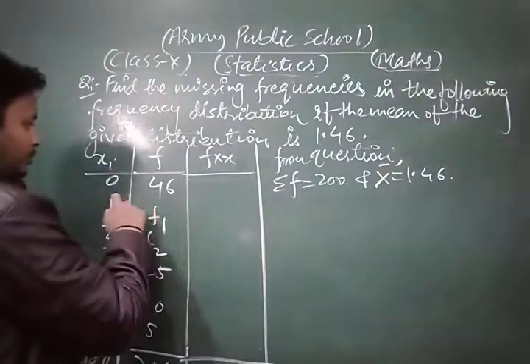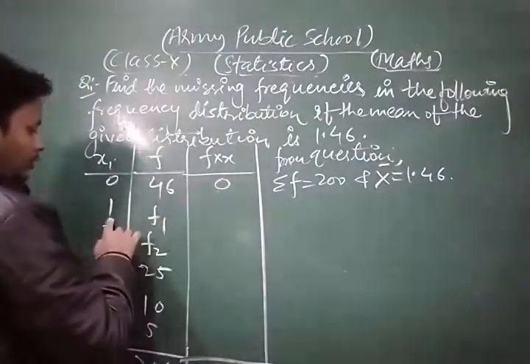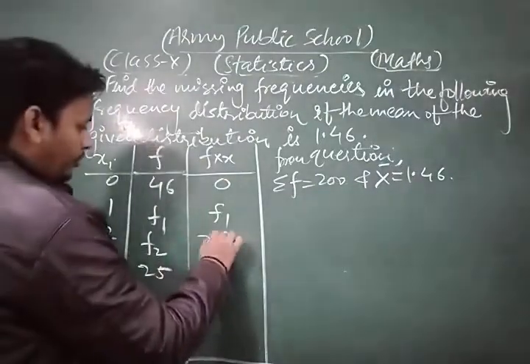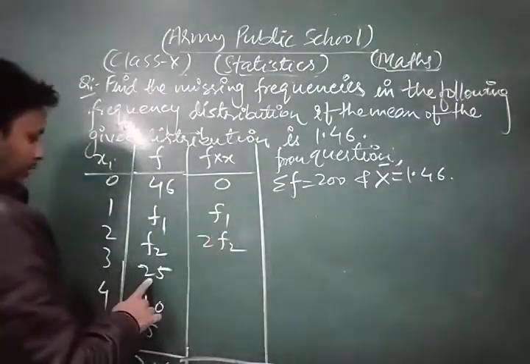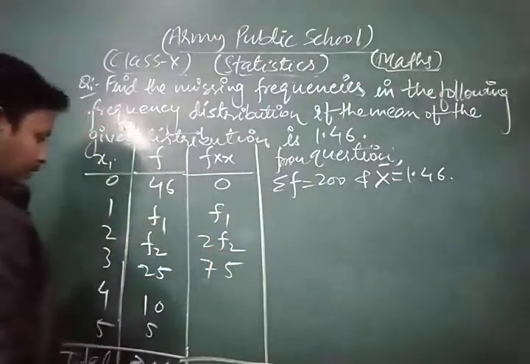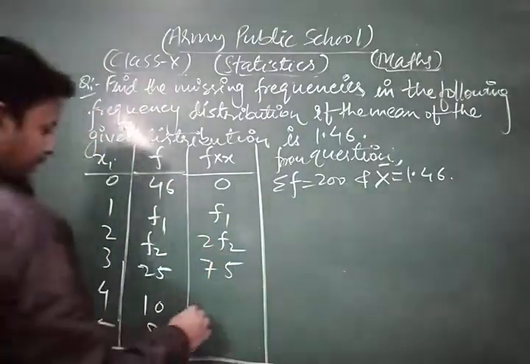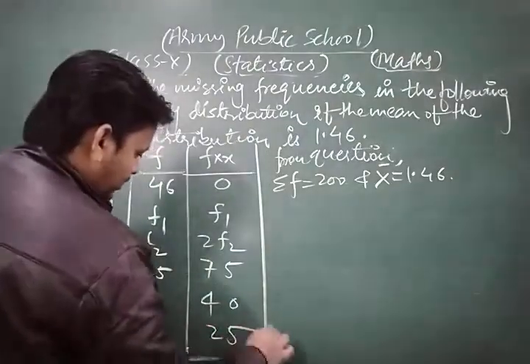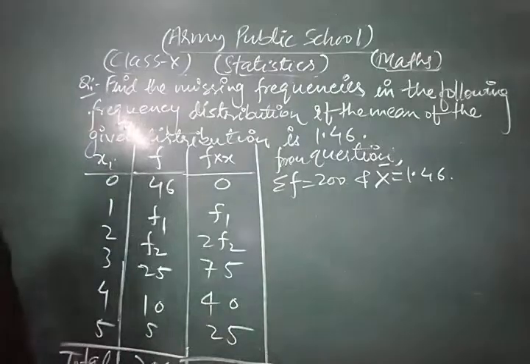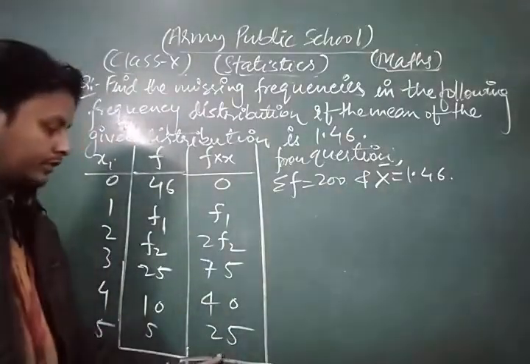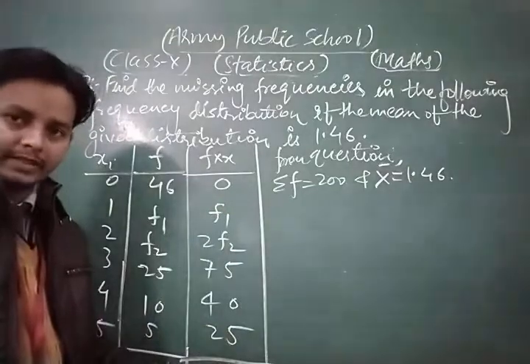So 46 into 0 is 0. f1 into 1 is f1. f2 into 2 is 2f2. 3 into 25 is 75. 10 fours are 40. 5 fives are 25. Now we are finding the value of sigma fx.